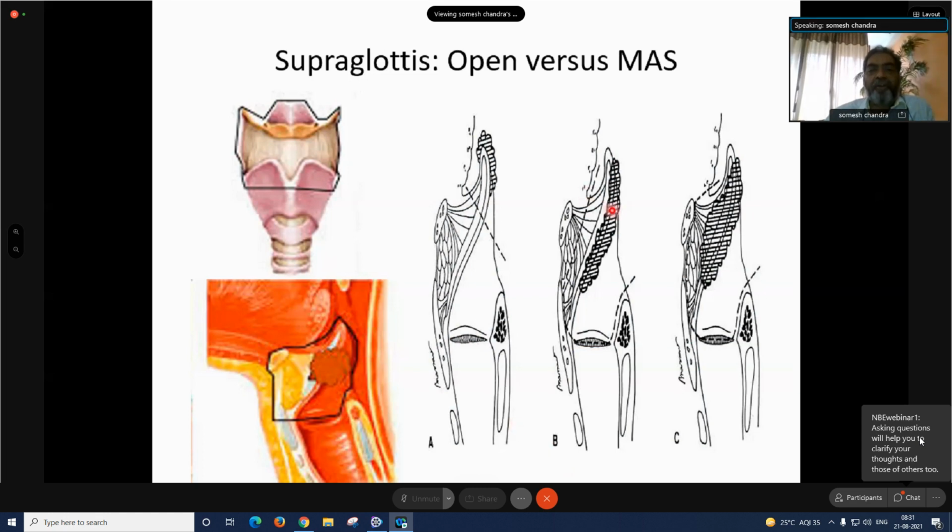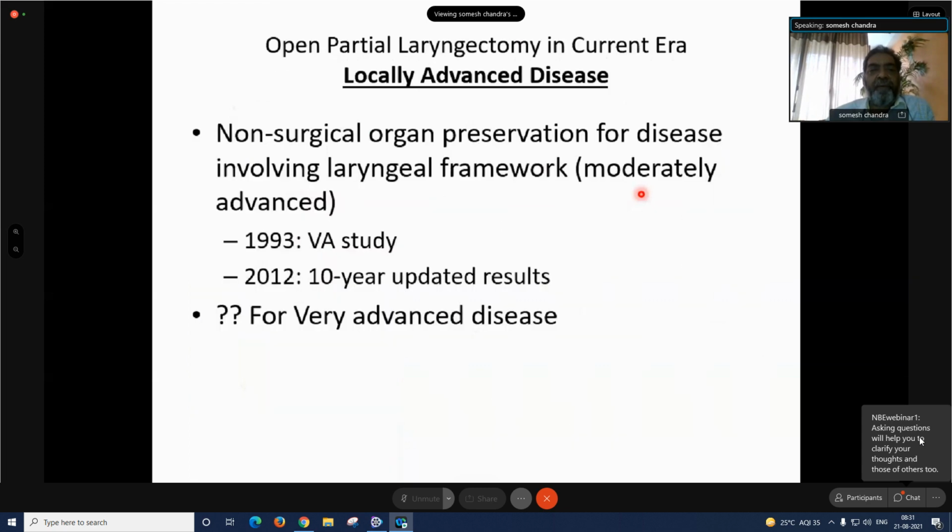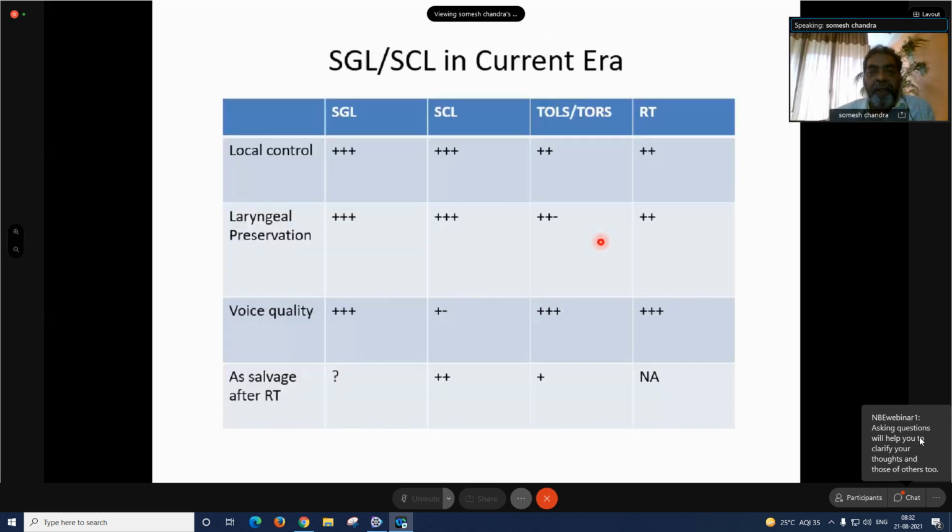Open versus endoscopic procedure. Yes, many of the T1, T2 lesions can be addressed endoscopically as well, like we discussed. So, in the current era for locally advanced disease, non-surgical organ preservation has gained a lot of acceptance, but we must be careful about offering both options, if they are available, to the patient before we just suggest non-surgical laryngeal preservation.